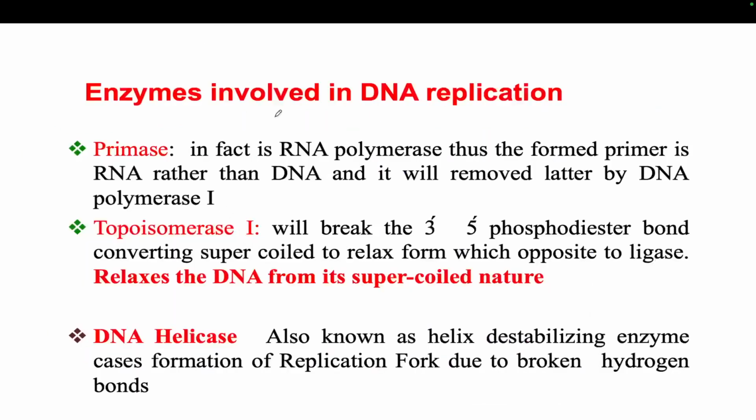Then what are the enzymes and proteins involved in DNA replication? The first one is the primase. This primase is a kind of RNA polymerase. Therefore, it can form the primer in RNA rather than DNA, because it is an RNA polymerase. That's why it can form RNA instead of DNA. But here you are replicating the DNA, not the RNA.